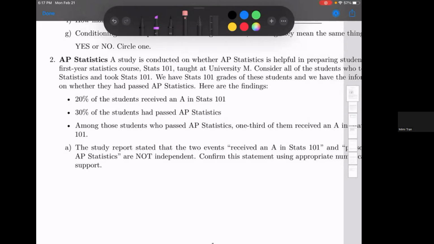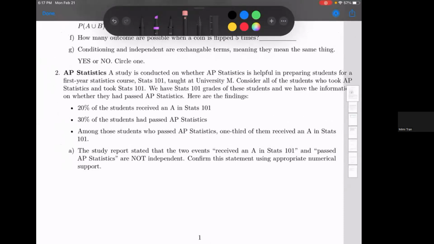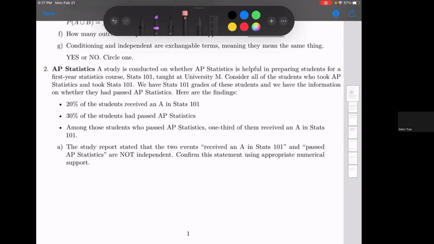Consider all the students who took AP Stat and took Stat 101. So AP Stat in high school, Stat 101 at University of Michigan. We have the Stat 101 grades of these students, and we have the information on whether they had passed AP Stat. Here are the findings. 20% of students received an A in Stat 101.